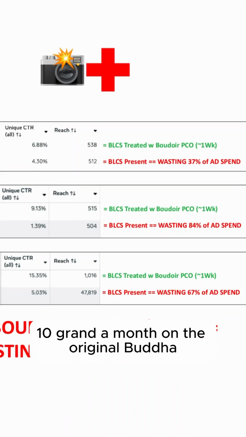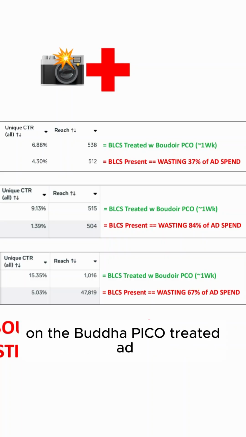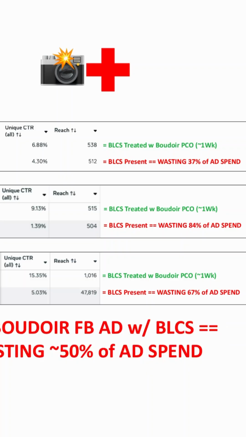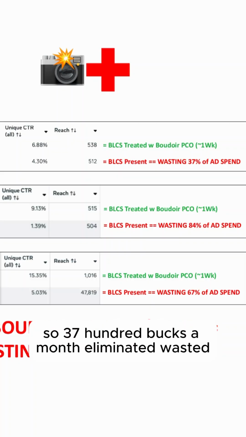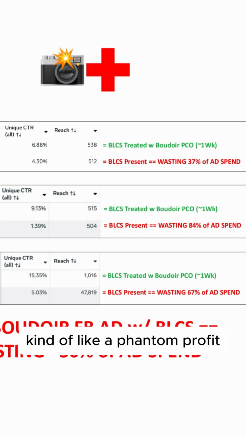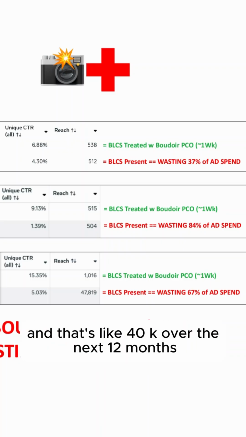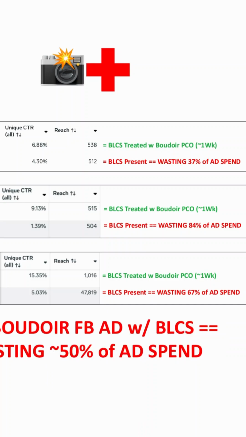So if they're spending 10 grand a month on the original Boudoir Facebook ad, now they only need to spend $6,300 a month on the Boudoir Pico treated ad in order to get the ad into the same number of women's brains in both scenarios. So $3,700 a month of wasted ad spend is eliminated, back in the owner's pocket. They no longer have to spend it, kind of like a phantom profit. And that's like 40K over the next 12 months without having to do any extra work.